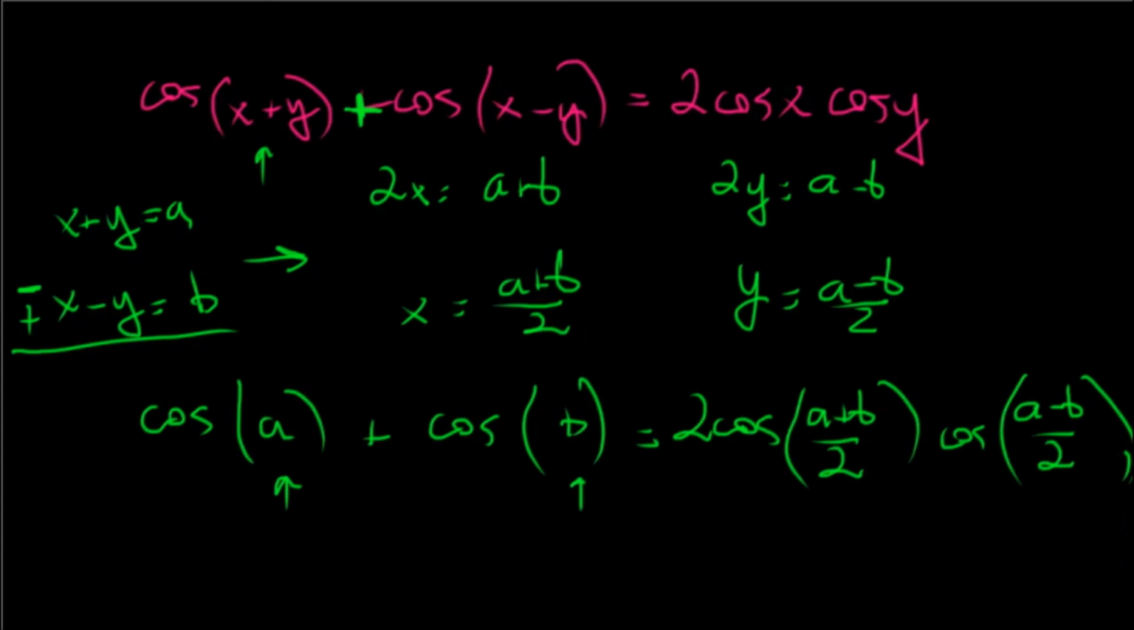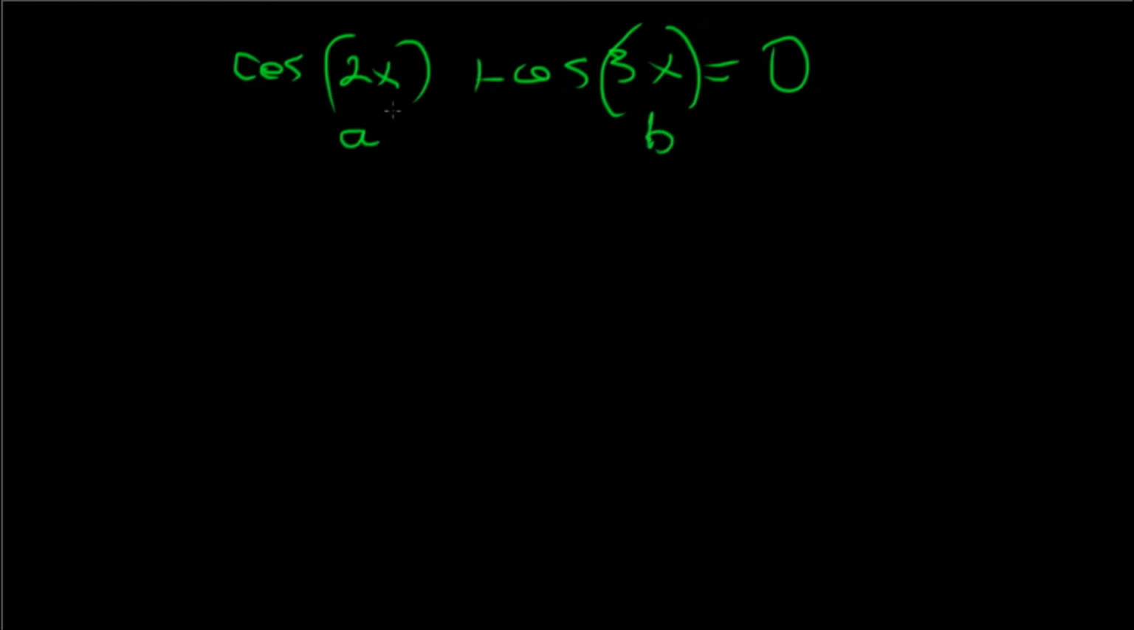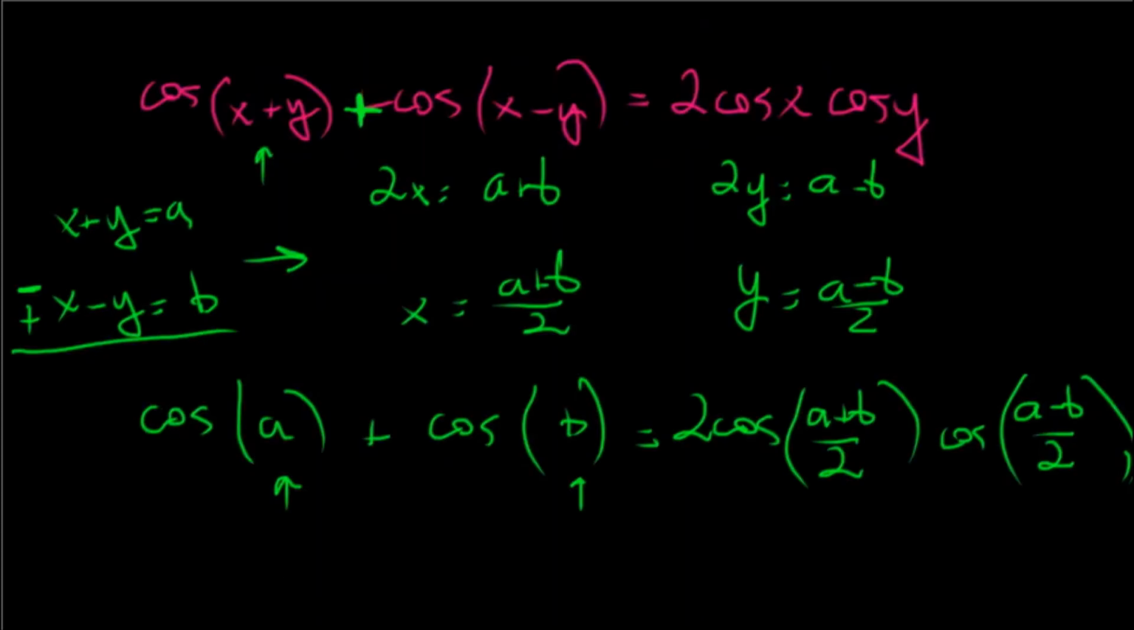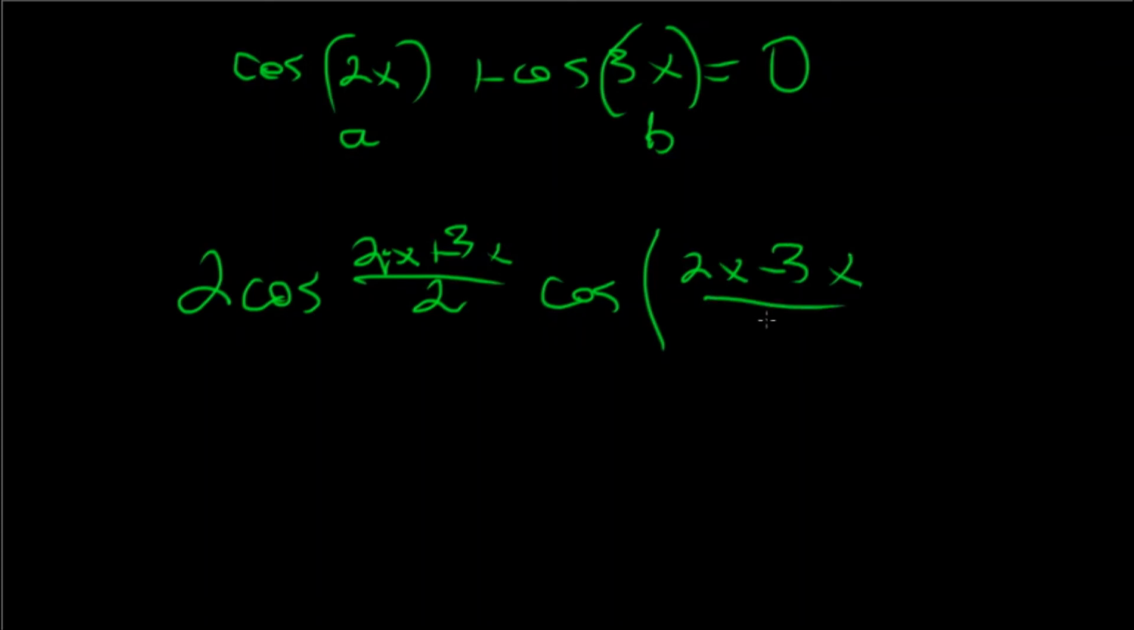All right. Let's real quick use this in that previous example that I did. That previous example was cosine 2x plus cosine 3x equals 0. What this formula says is, let's call this thing A, let's call this thing B. This becomes 2 cosine a plus b over 2 times cosine a minus b over 2. So 2x plus 3x over 2 and 2x minus 3x over 2.